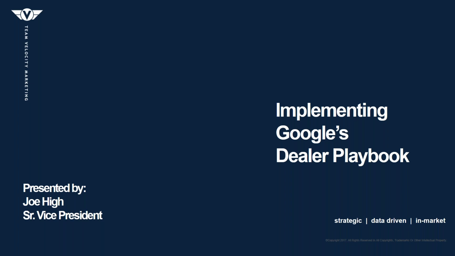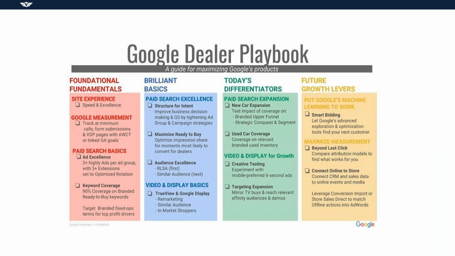Perfect. So we're going to dive in. Obviously, the topic is Google's Dealer Playbook. This playbook has changed a number of times already in its infancy to what we see today. This is the latest and greatest version, but what's important to realize is that it's going to constantly change. As you would hope, it's Google's playbook for digital marketing. If it's not changing constantly, then that means they're getting behind.